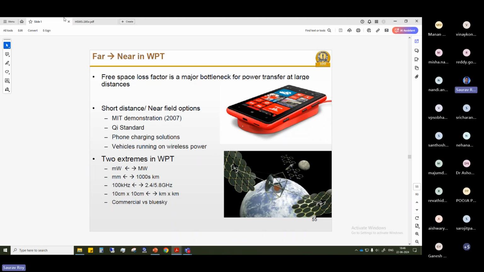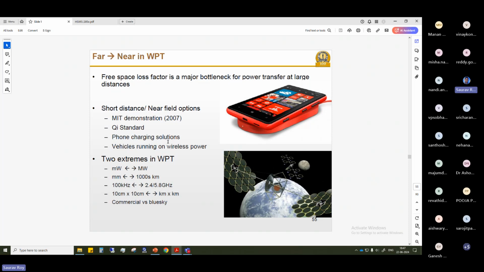So obviously, the two extremes are far field and near field wireless power transfer. For far field you need megawatts of power, it can go up to thousands of kilometers, and generally it works at high frequency. You also need a very big aperture, let's say a kilometer by kilometer array. But at the lower end, near field wireless power transfer might work in milliwatts, the range is millimeter to centimeter, it works at lower frequencies, and the aperture you need to harvest the energy is also less. So that is what is commonly understood.